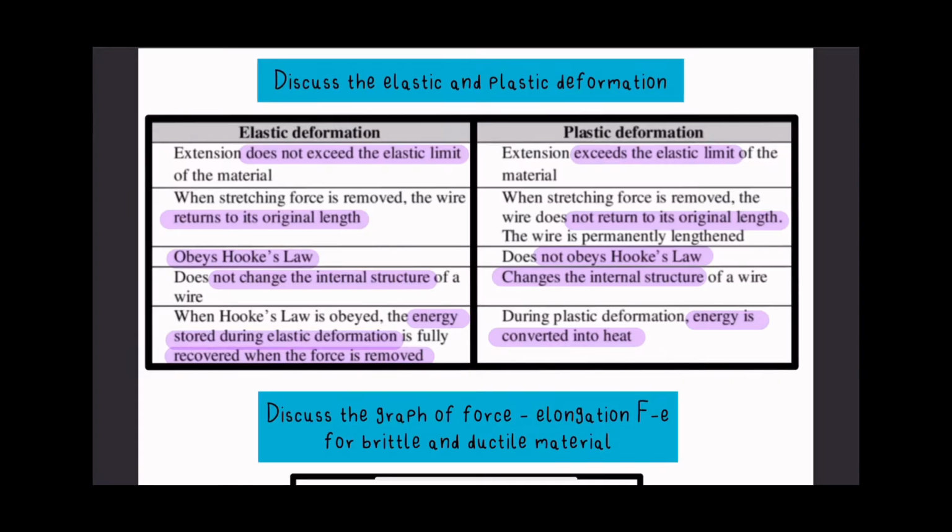So now after we discuss the graph of stress versus strain, we discuss elastic and plastic deformation. Okay, what is elastic deformation? Elastic deformation is when the extension does not exceed the elastic limit of the material. When the stretching force is removed, the wire can return to its original length. Then it obeys Hooke's law, at point A only. We state here that it obeys Hooke's law only at the proportionality limit, at point A.